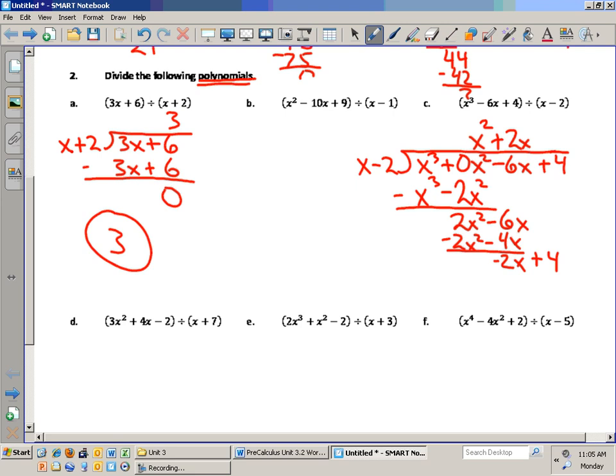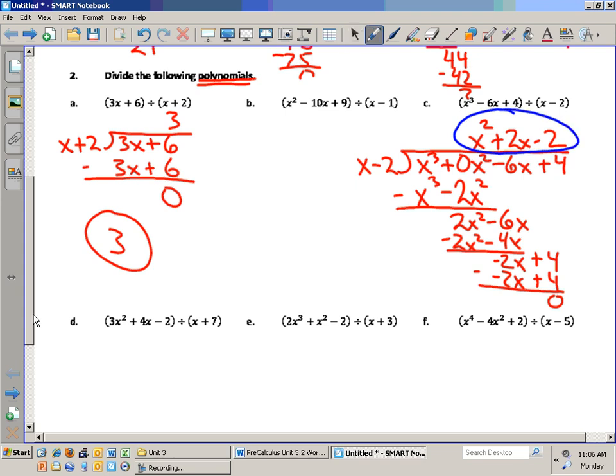Drop down my 4 to create another binomial. What do you multiply x by? Get negative 2. X multiplied by negative 2. Multiply it through, we get negative 2x plus 4. Subtract, we get 0. So you can see my answer, x squared plus 2x minus 2.